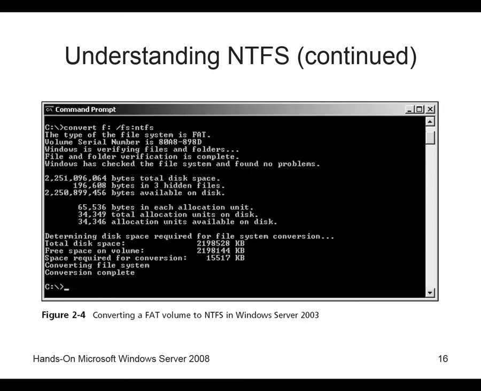Command prompt. If I want to convert the file system of a FAT to an NTFS, all you've got to do is type convert, space, whatever drive you want, colon, space, backslash FS, which means what file system I'm going to, colon, and then whether it's going to be FAT, FAT32, NTFS. It runs it, tells you what it did, and then it'll come up and say it's done. Isn't that nice?